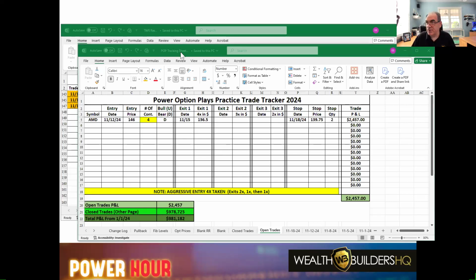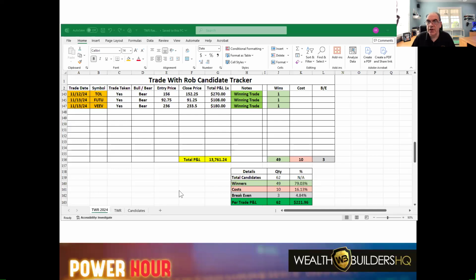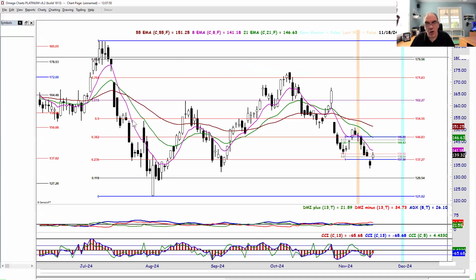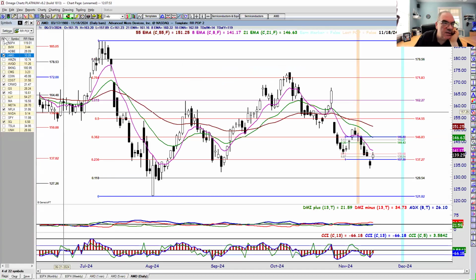So that was these 2 types of setups right here. Let me move these off screen now since I don't need them right now. And let's go over and look at my pop stocks.